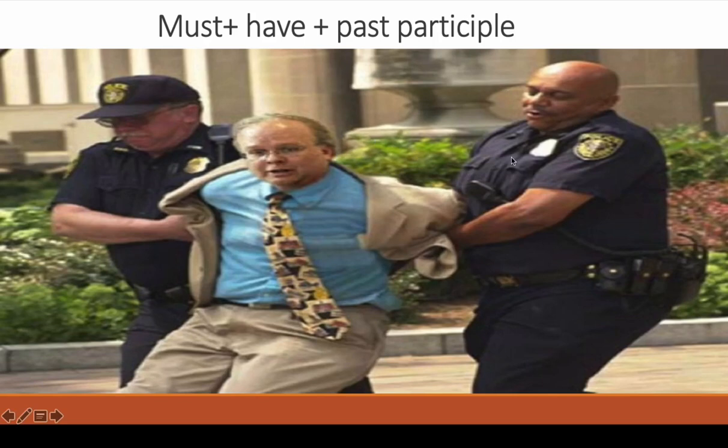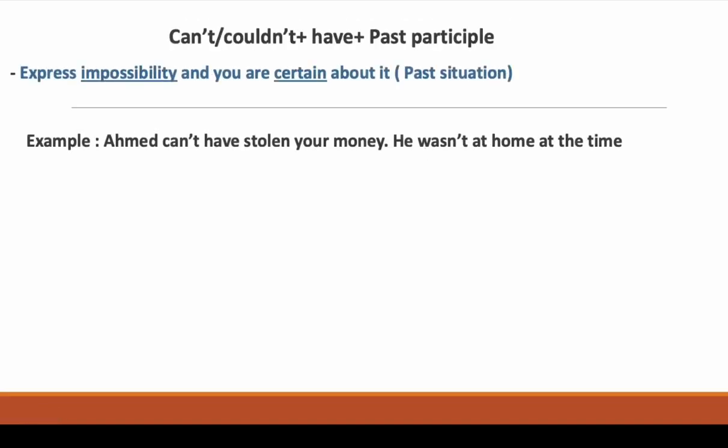policemen. Okay, got it? So the form is must plus have plus past participle. It is used to express certainty based on evidence or proof. So here we talk about past situation. Got it? Okay, now let's move to the next.